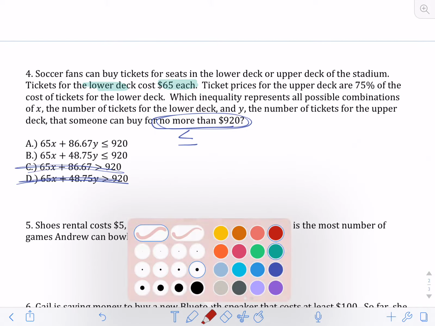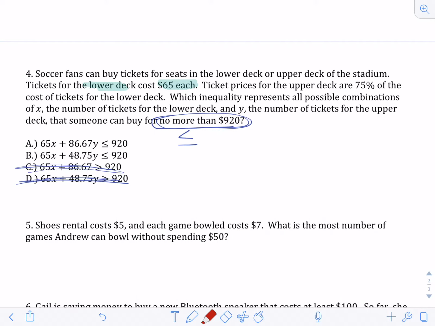So I want you just to think about this. If I wanted tickets for my upper deck, is it going to be more expensive or less expensive? Well, the lower deck is always more expensive because you're closer to the field, so the upper deck is going to be cheaper. Which one of these is cheaper than the $65? This right here at $48.75. So B would be your answer. You don't even have to worry about the 75%.